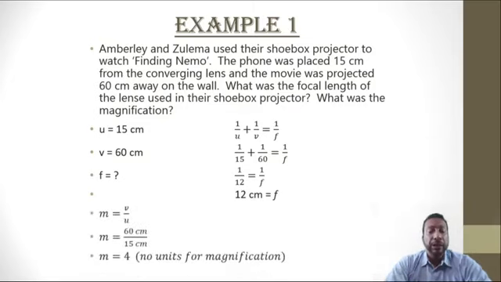Next, the magnification. So we have our formula m is equal to v over u. So our image distance was 60 centimeters and our object distance was 15 centimeters. So 60 centimeters divided by 15 centimeters gives us exactly 4. And please note, there are no units for magnification. It is just a number. It tells us how much bigger the image was compared to the object itself.